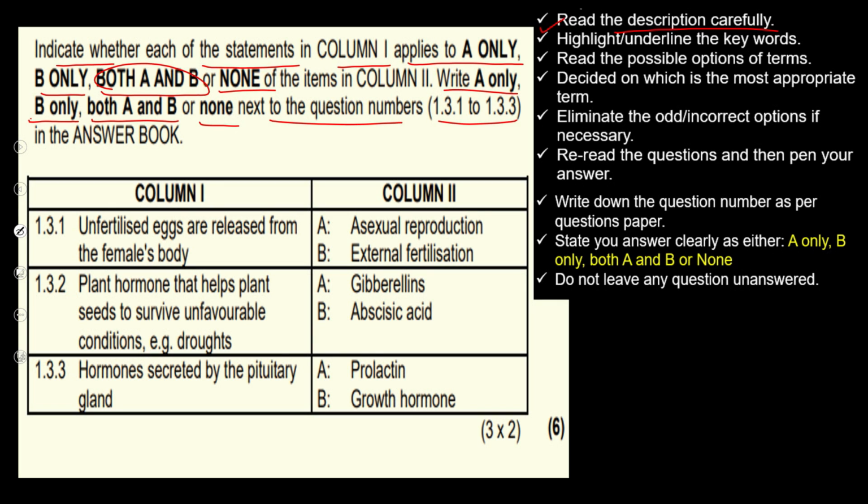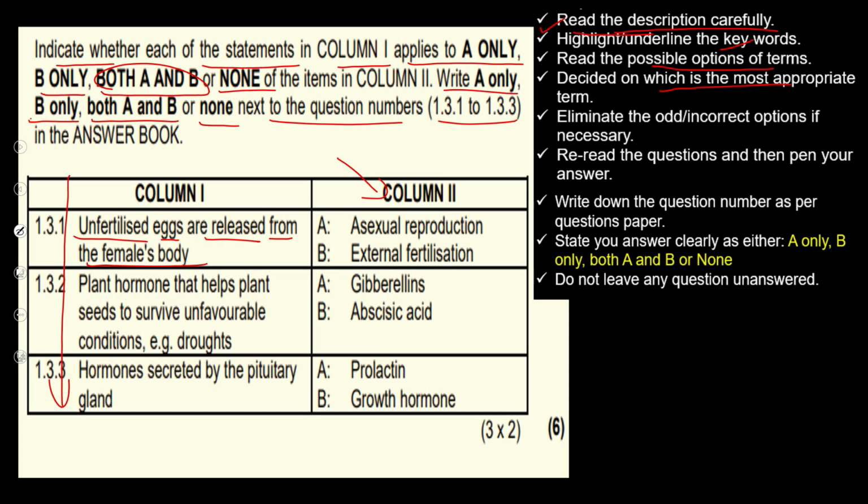So guys, again, read the descriptions carefully. Here we've got a series of descriptions that are given. Let's attempt 1.3.1. Unfertilized eggs are released from the female's body. Okay, so that's the description. Highlight, underline the keywords which we've just done. Read the possible options of terms. So now we go on to the column 2, and there are two possible options that are given: asexual reproduction and external fertilization. Decide on which is the most appropriate term and go back to the question. Unfertilized eggs are released from the female's body.